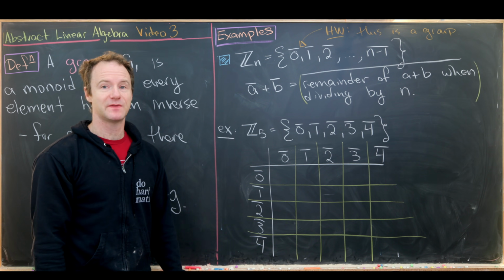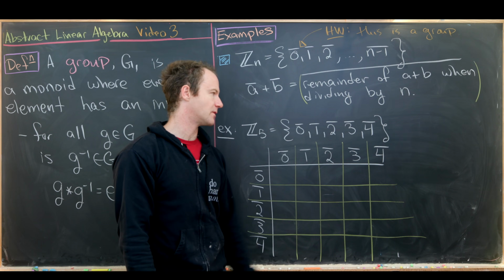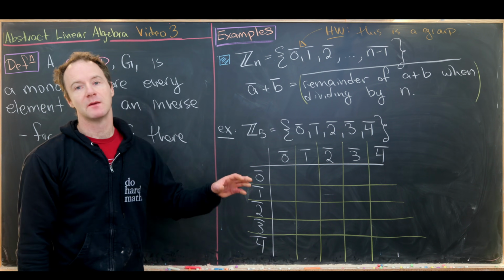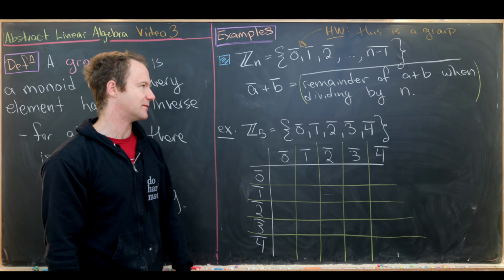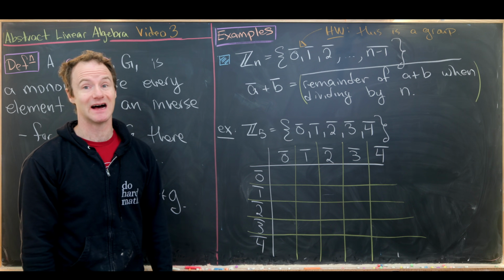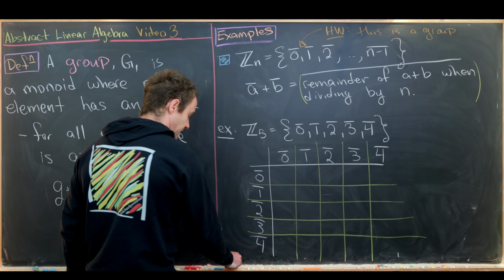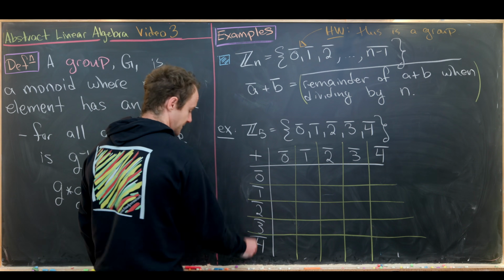For a more in-depth example, let's look at Z5. So that's going to be the numbers 0 bar, 1 bar, 2 bar, 3 bar, 4 bar. So we'll take our operation as defined up here. So that'll be the remainder when dividing the sum of two of these by 5. So I'm going to look at an addition table for this group.